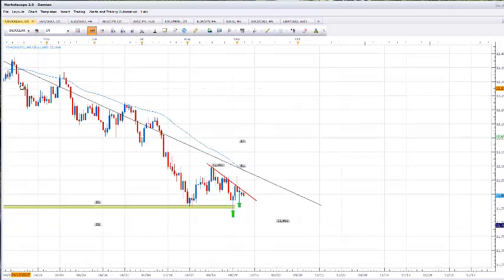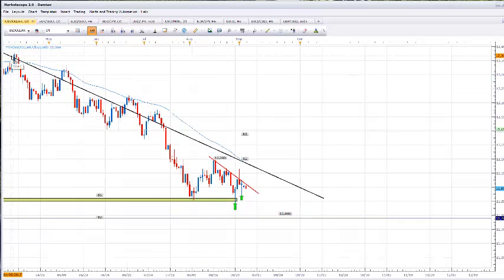So this black descending trend line is one that encompasses most of the body of this trend, whether it's making lower highs, higher lows, lower highs, higher lows. It tends to bump into this 50 period moving average before sloping down.